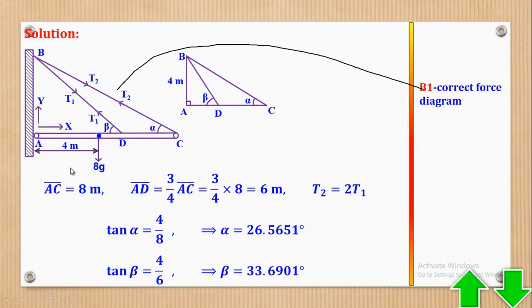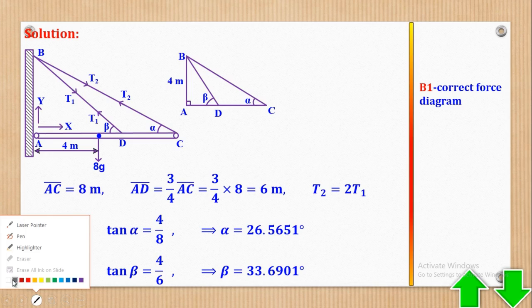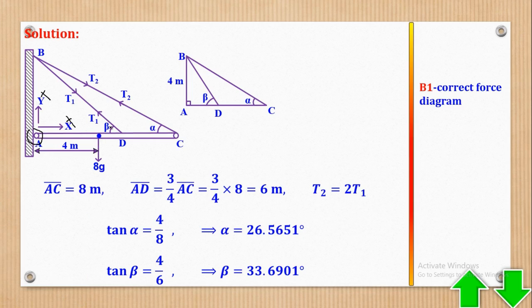First of all, you have to remember that clockwise moment is equal to anticlockwise moment. That's the first thing to realize. When I take moments about A, these forces will cancel because they pass through the pivot. Then T1 will give me an anticlockwise moment. T2 will also give me an anticlockwise moment, but 8G will give me a clockwise moment, meaning that the sum of these two moments is equal to this moment.